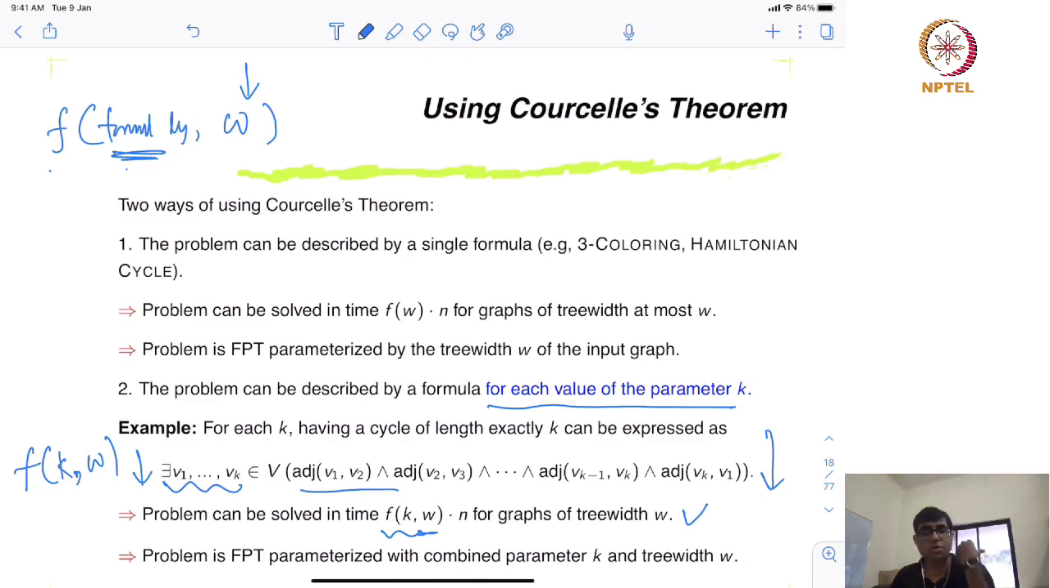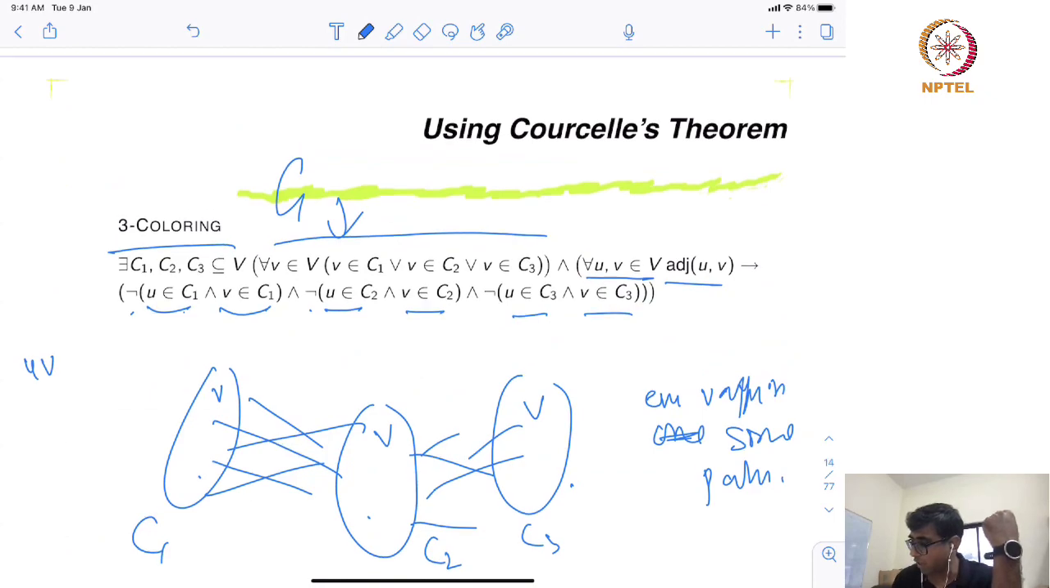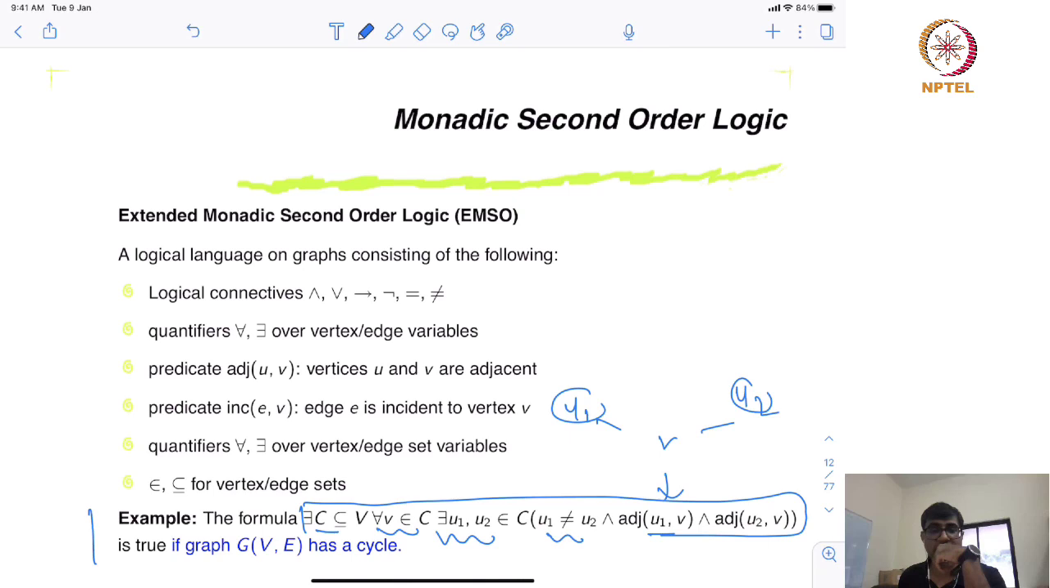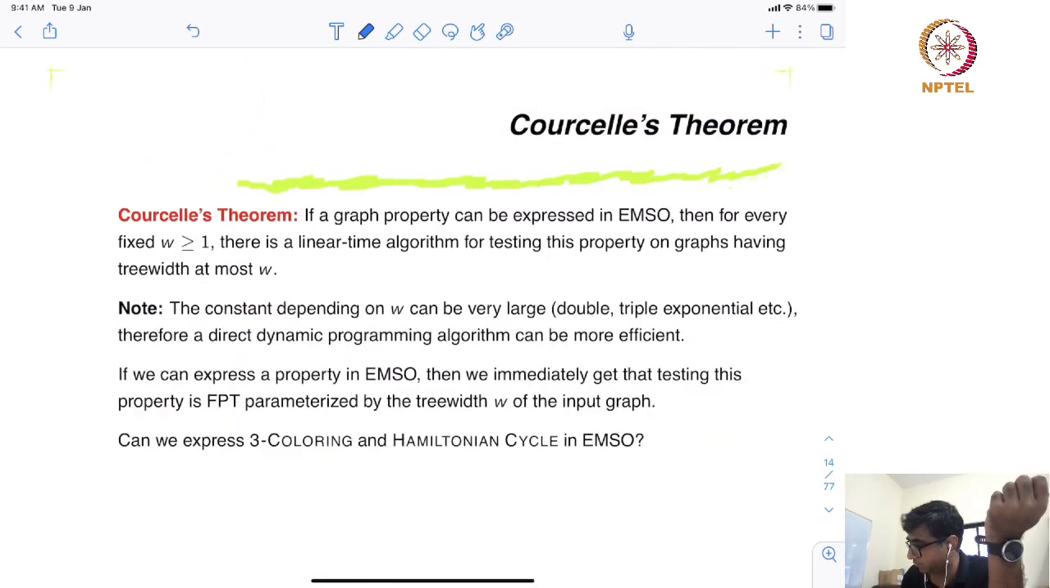Now think about any favorite problem of yours. Try to write a formula for that. If you are able to write a formula in the language described by this, then you know that the problem is FPT parameterized by tree width. So this provided a uniform answer to all the questions which were FPT parameterized by tree width, and this was proved by Courcelle, and this is why it is called Courcelle's theorem.